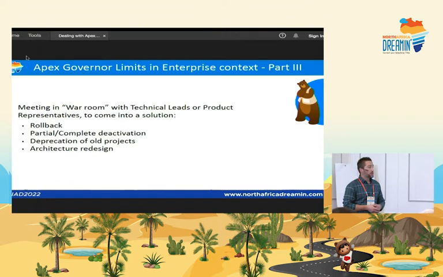This is only possible if the code incorporates switches, deprecation of all projects which are no longer used by users, and an architecture redesign, moving some flows to asynchronous or creating some fancy framework to help you improve the performance efficiency of your application.